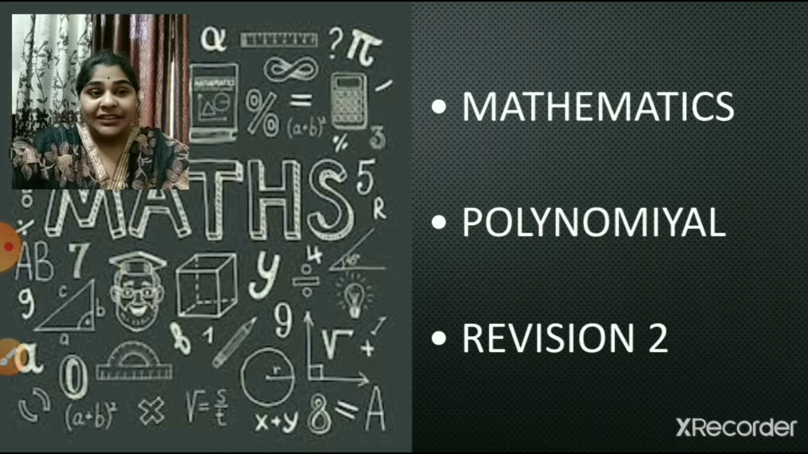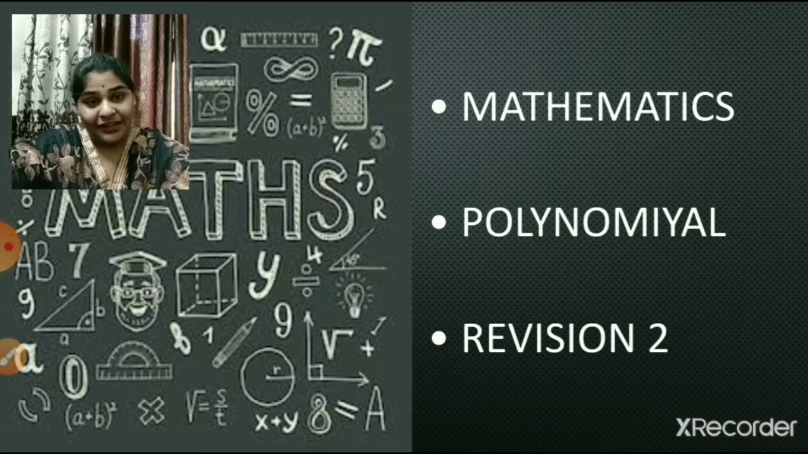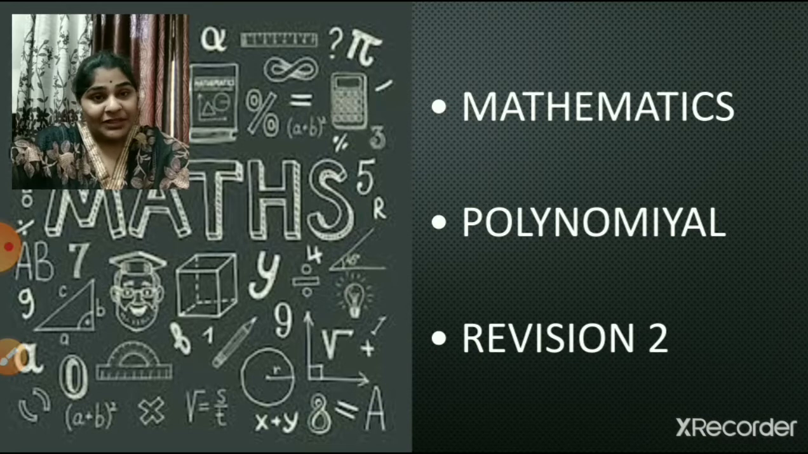Then we have seen p of x, right? When the x value is given, how to find. Then we have seen whether the given is a factor or not. We have seen the remainder theorem. Then we have also seen how to factorize the given polynomial when there are three terms, right? So middle term you have to split. So these all topics we have covered, children, already in our last two sessions.